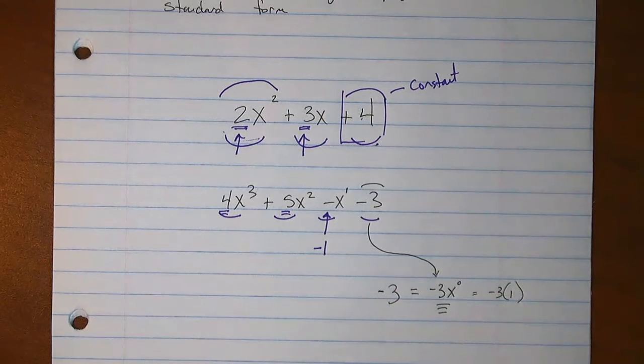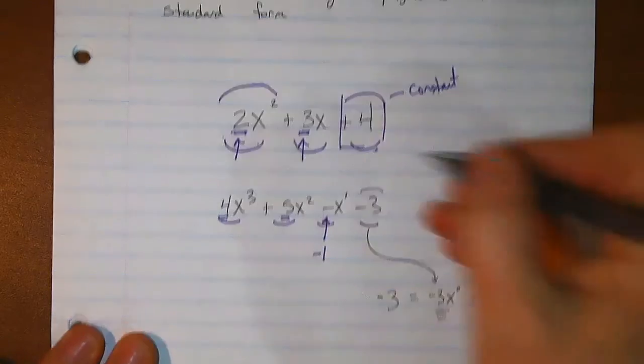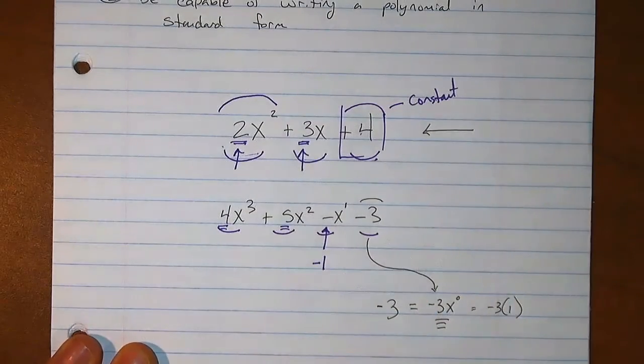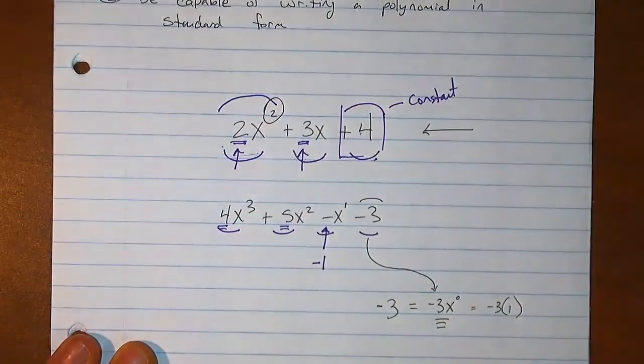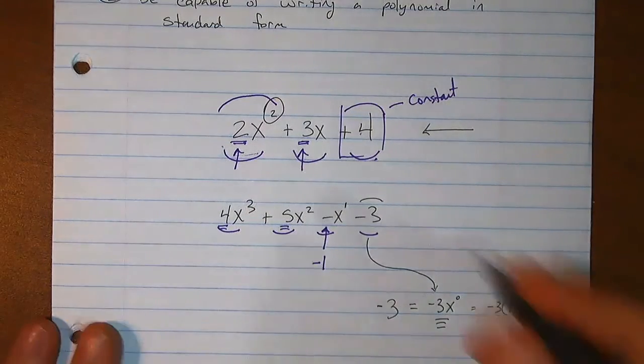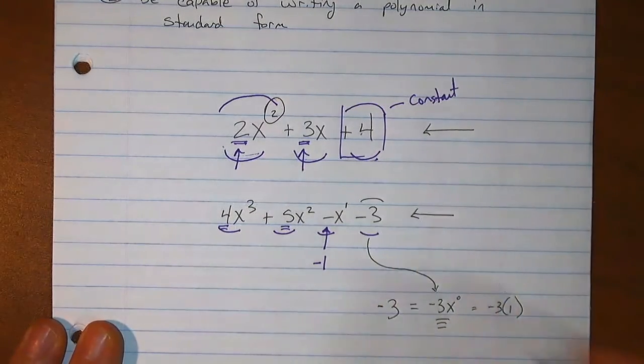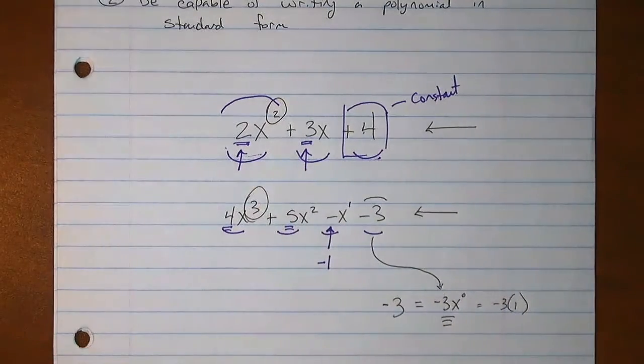Okay, the degree of the polynomial is just simply whatever the largest exponent is. So in this particular polynomial, my largest exponent is right there. So that polynomial has a degree of 2. In this polynomial, my largest exponent is right there. So that polynomial has a degree of 3.